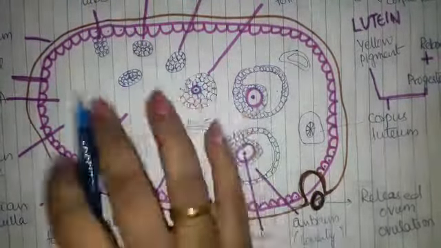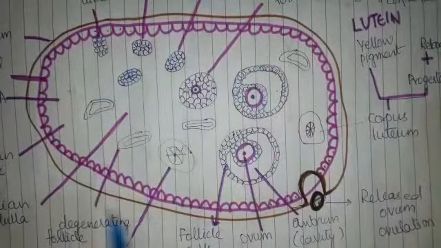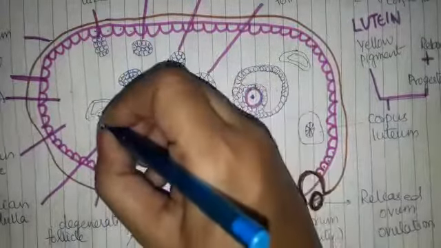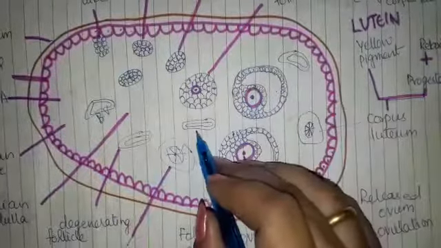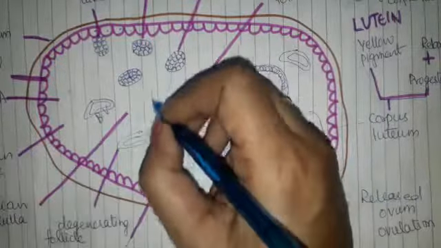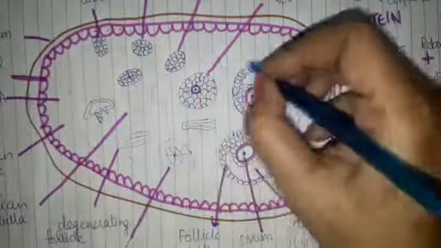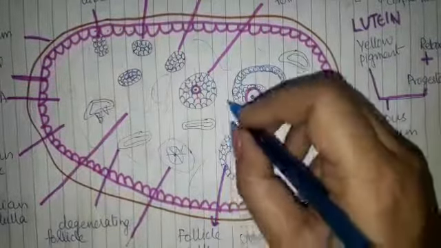And in addition to these, there are present various blood vessels. These are the blood vessels which can be seen in the ovary, and there is the connective tissue present.